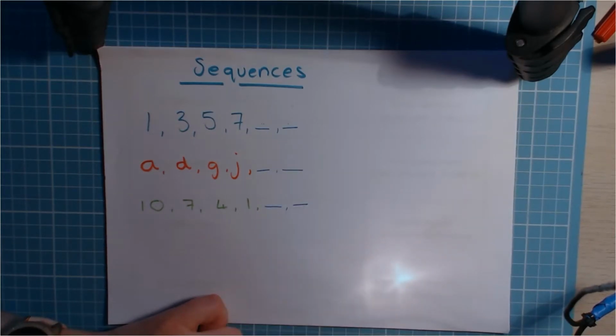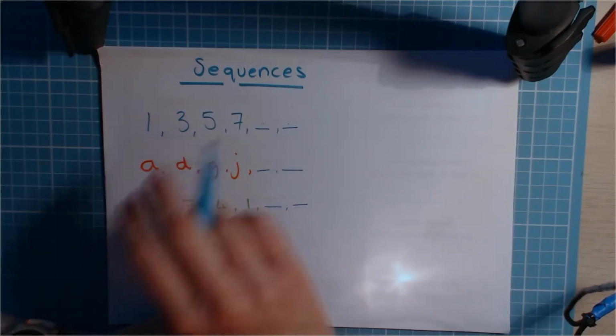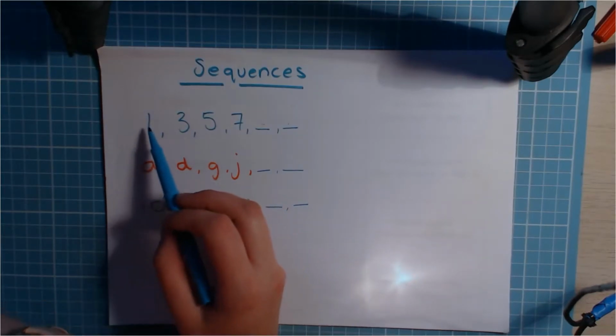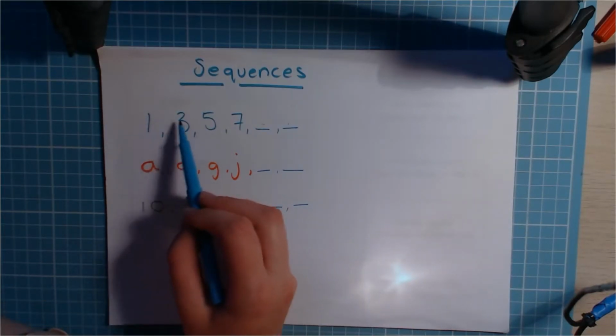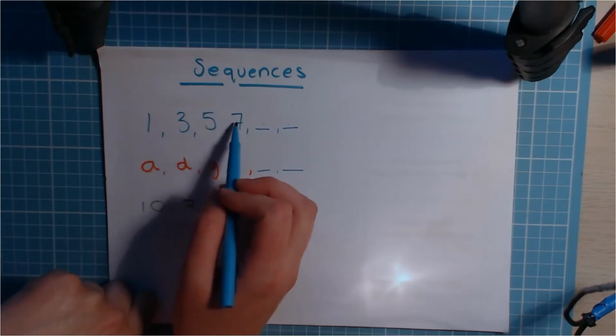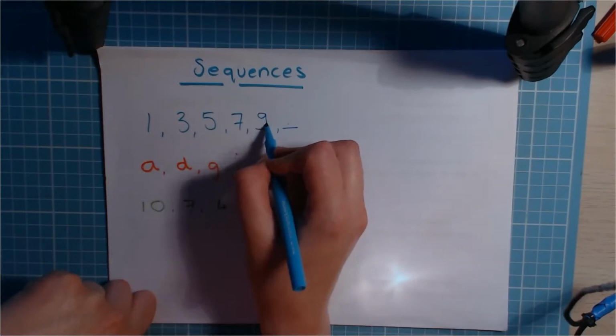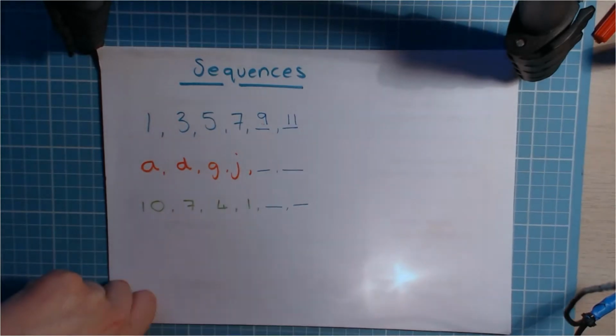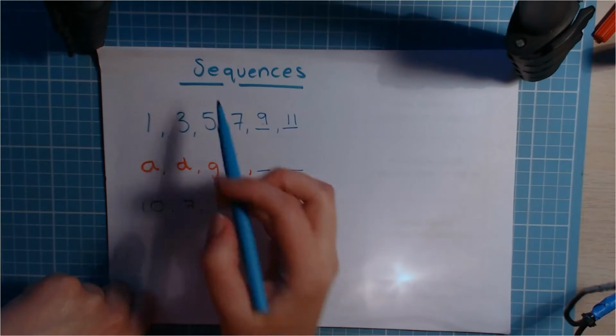Okay. Right, assuming you've paused and done that, let's see if you were right. So here we're going to go up in 2s, okay? Each time we're adding on 2. Add 2, add 2, add 2. So our next is going to be 9, then it's going to be 11. Okay, so we're looking for patterns. That's basically what sequences are.